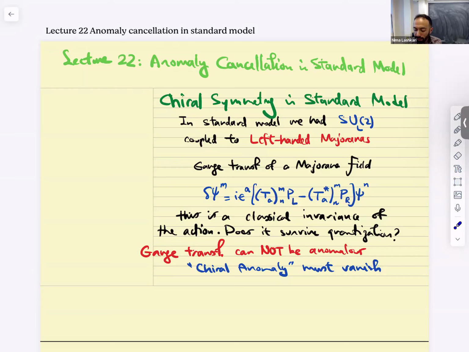In the Standard Model, we have a gauge symmetry, SU(2) left. Well, there's a larger group, but SU(2) left. It's a chiral symmetry. It's coupled only to left-handed Majoranas, and the gauge transformation of the Majorana is like this. Of course, this leaves the action invariant classically. The question is, does it survive quantization? This is a crucial issue because a gauge invariance cannot be anomalous. The chiral anomaly must vanish or the theory doesn't make any sense. Is that clear?